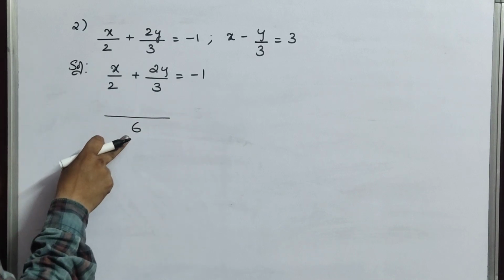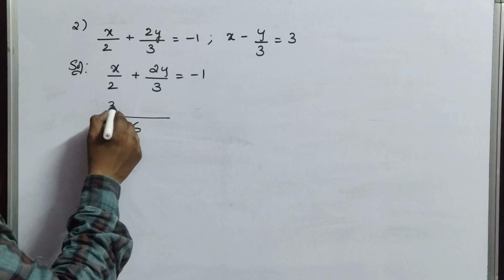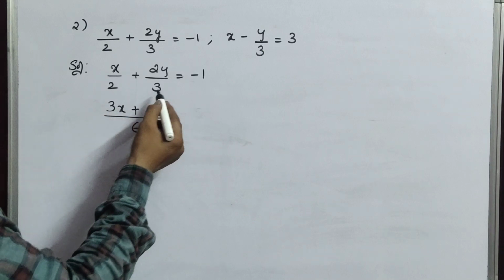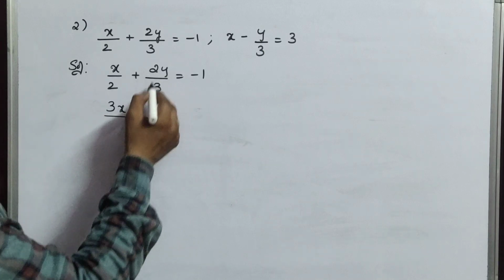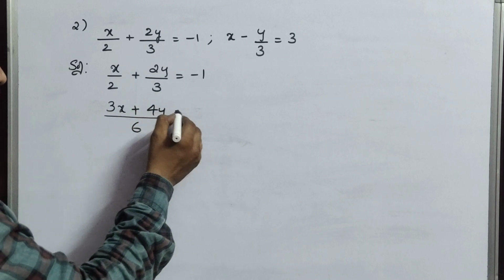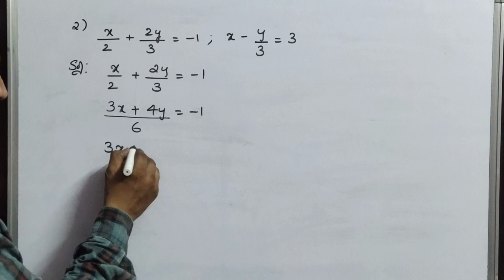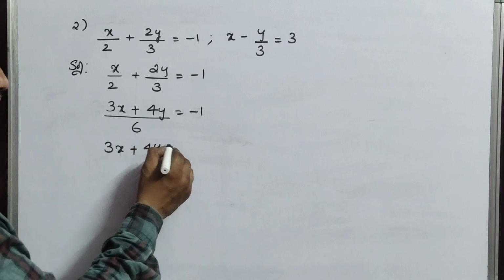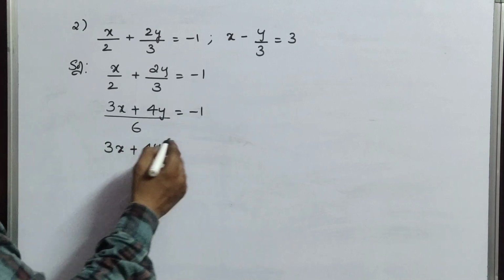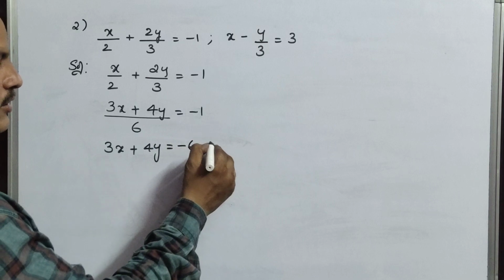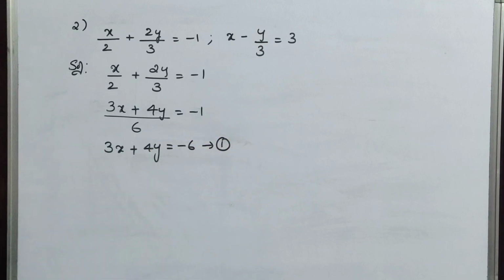2 threes are 6, so 3 times x, 3x. Plus, 3 twos are 6, so 2 times 2y, 2 twos are 4y, equals minus 1. So 3x plus 4y equals, this 6 will go to that side, meaning minus 6. Now you can take this as equation 1.